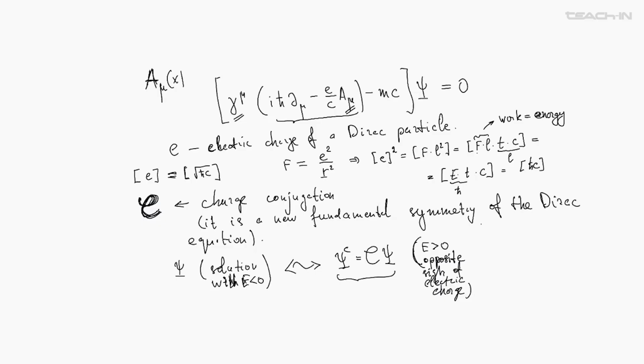So electrons with E less than 0 should be treated as positrons in the normal situation where energy is positive. That's a fundamental thing in this theory.